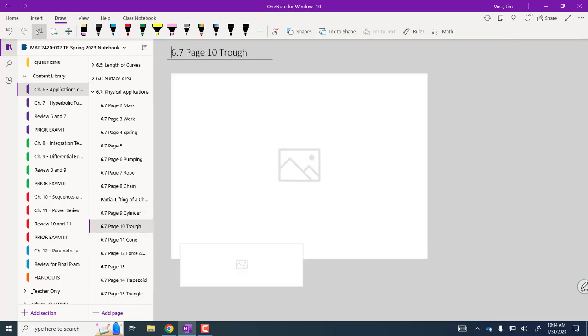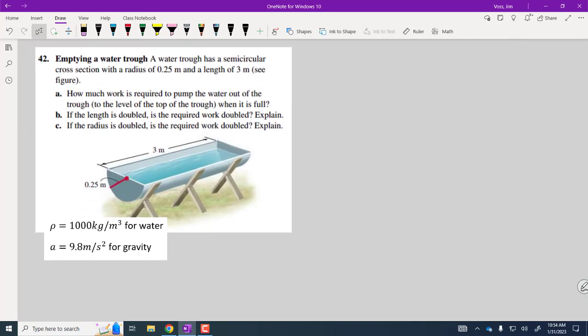Will that acceleration value ever be negative? No. Yeah, we'll always use positive 9.8. Okay.